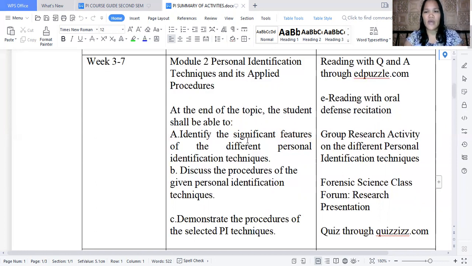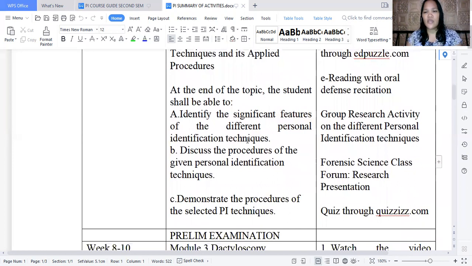And aside from that, a quiz will also be given through quizzes.com so that it will become more challenging. Before taking such a quiz, you have to make sure that you are prepared, so you have to keep on reading your lessons. Module 1 and module 2 are included in your prelim. After finishing these modules, you will be ready to take your prelim examination.